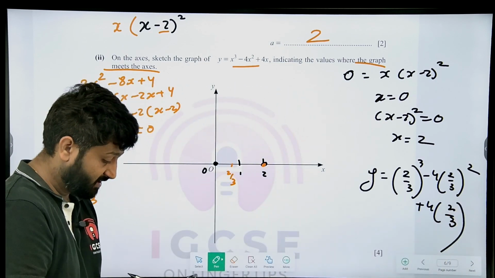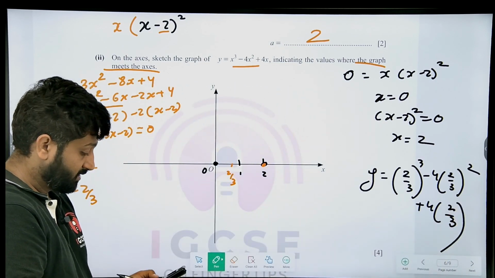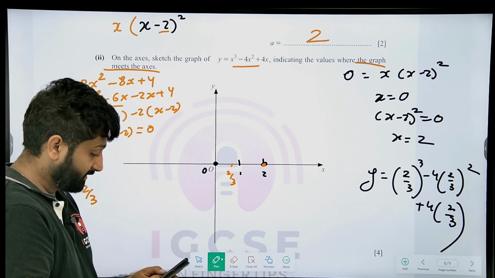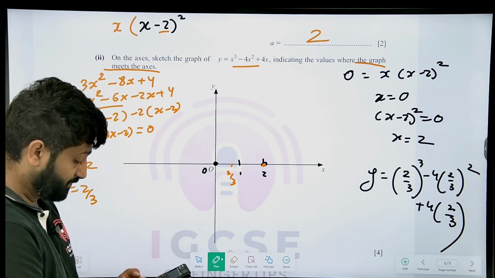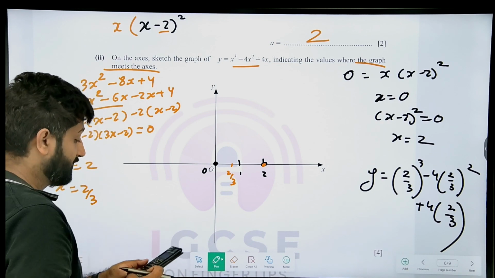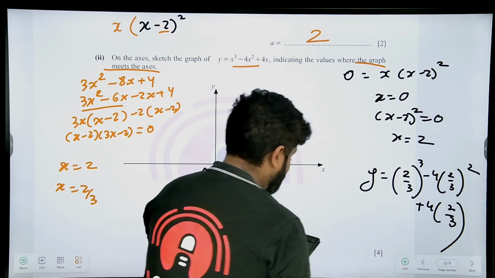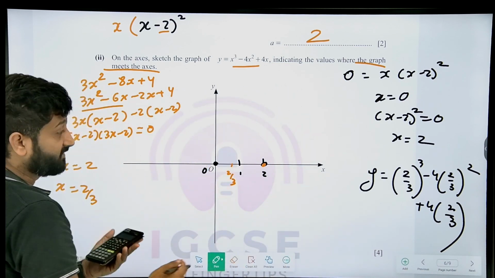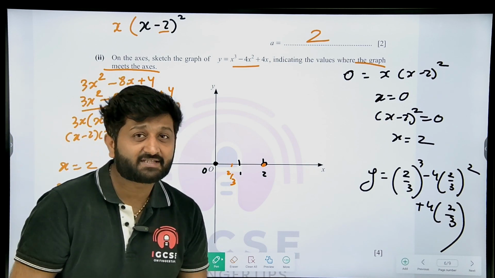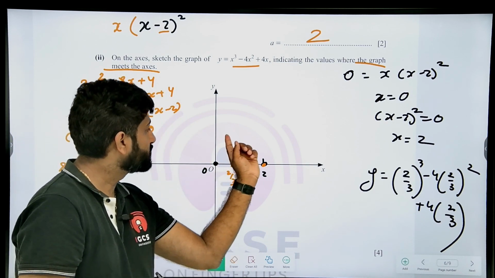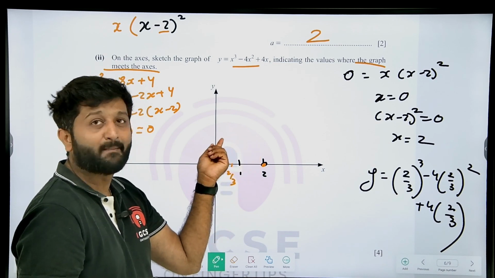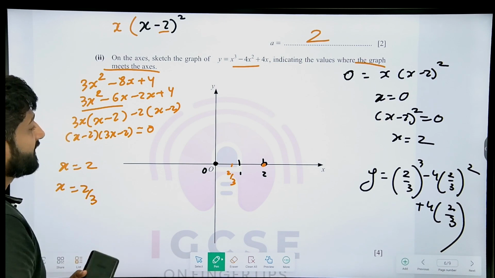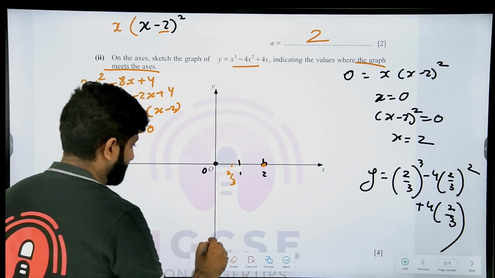So you have 2/3 cubed minus 4 times (2/3) squared plus 4 times 2/3. That is 32/27, which clearly indicates the y-intercept is positive. Now what does a positive y-intercept indicate? That the graph is going to go upwards till the maximum point and then it is going to go downwards, right?